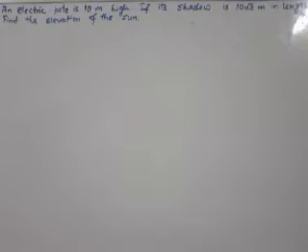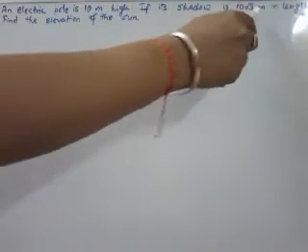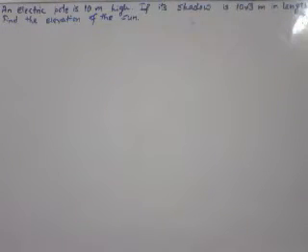My class 10 students, last day we discussed the concept of height and distance. Now today we solve some problems regarding this chapter. So first, question number 1: an electric pole is 10 meter high. If its shadow is 10 root 3 meter in length, find the angle of elevation of the sun.